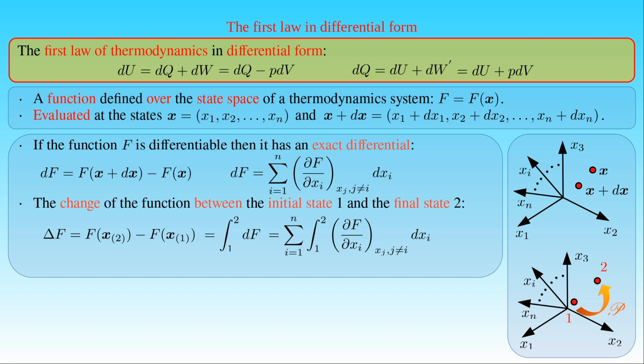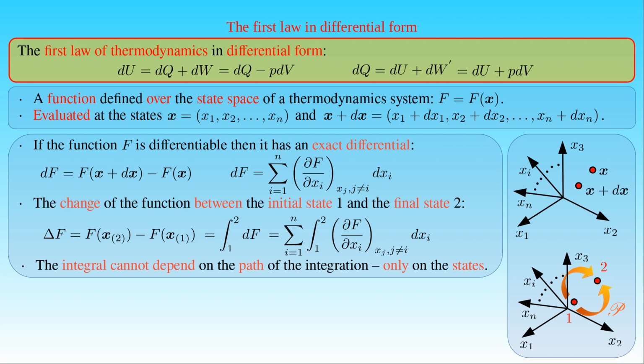Since the difference in the function f depends only on the initial and the final states of the system, the integral and the sum of the integrals can only depend on these states and cannot depend on the path of the integration. If we choose another path connecting the states 1 and 2 in the state space, that is, we let the system evolve from its initial state to its final state in another thermodynamic process, the difference delta f in the state function f still is the same as the one obtained in the original process.